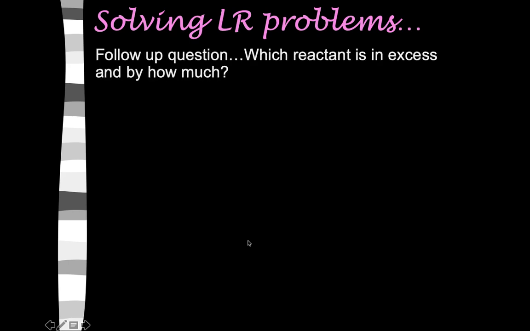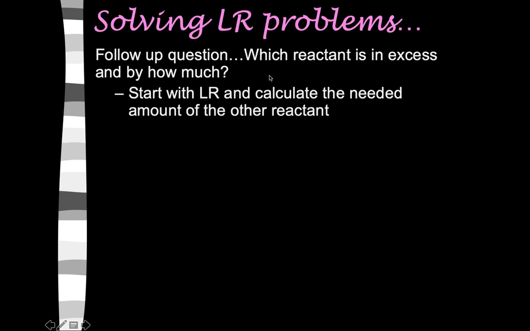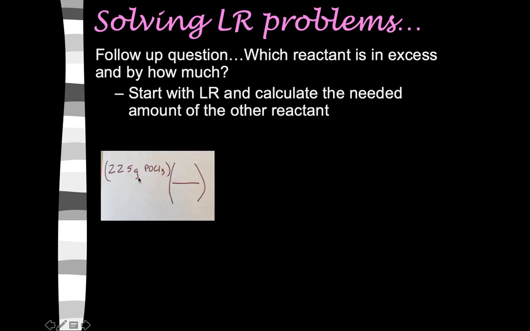However, there's one little follow-up question. Which reactant is in excess and by how much? Well, we already knew from the problem that the LR was POCl3, which means water was in excess. But how much? Start with the LR given, and calculate the needed amount of the other reactant. Let's do this together. So 225 grams of POCl3, that was my LR. And I want to calculate how much of the other reactant, which is water, I actually needed. So I'm going to go from grams of POCl3 to grams of water, the other reactant, and then we'll do one little step at the end.